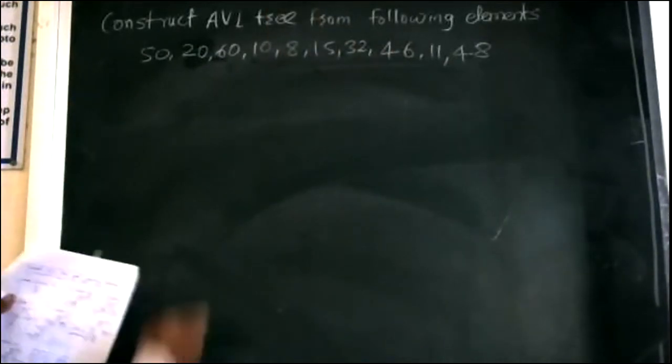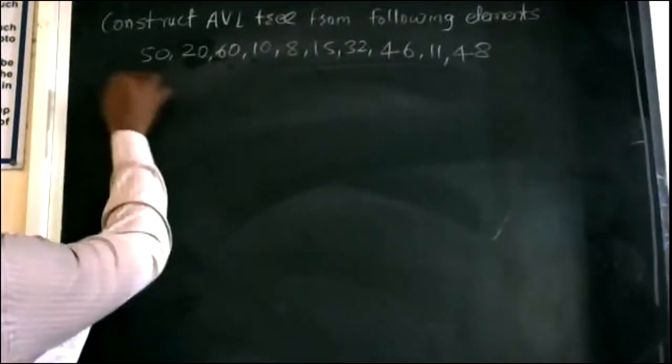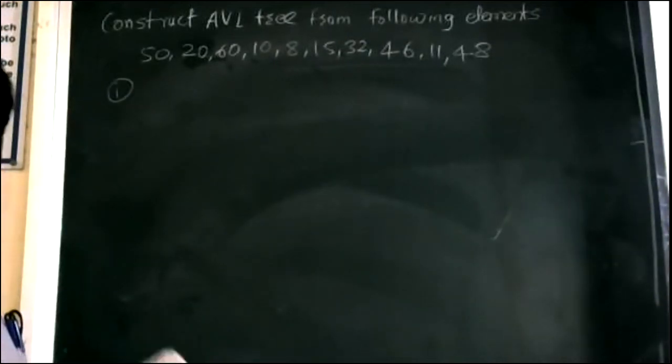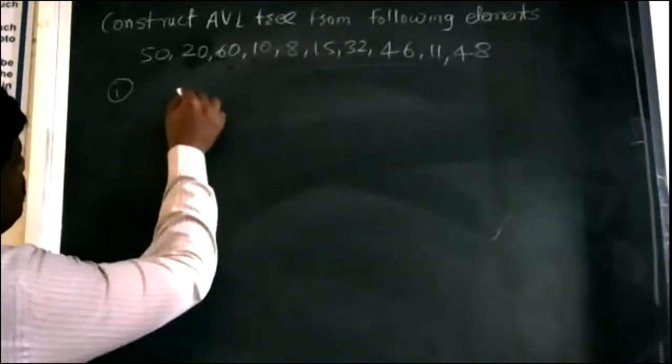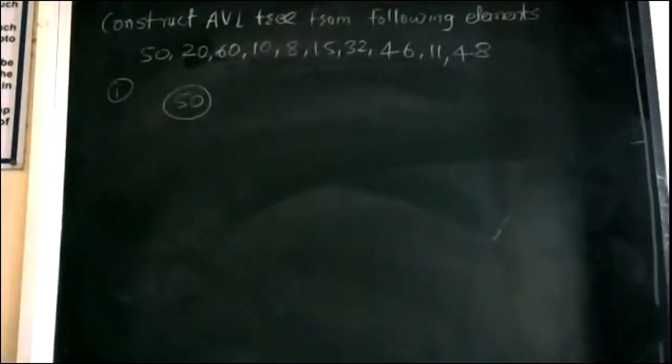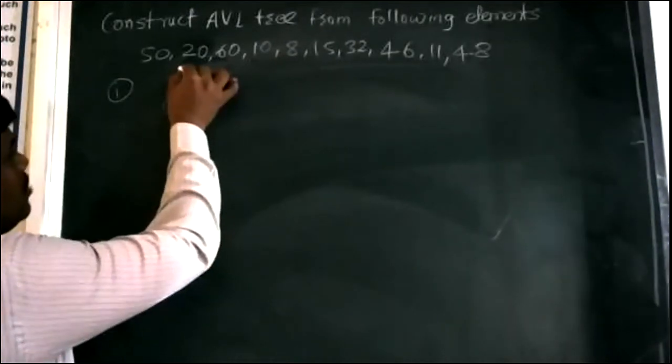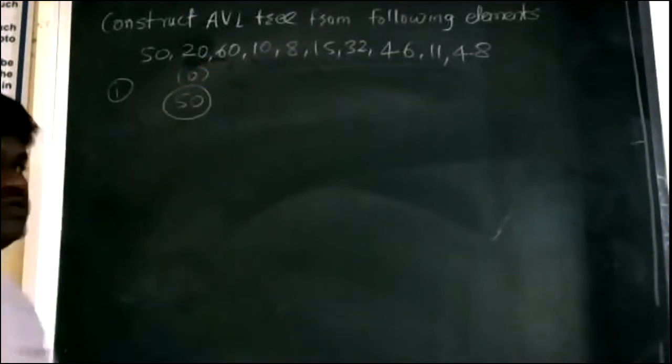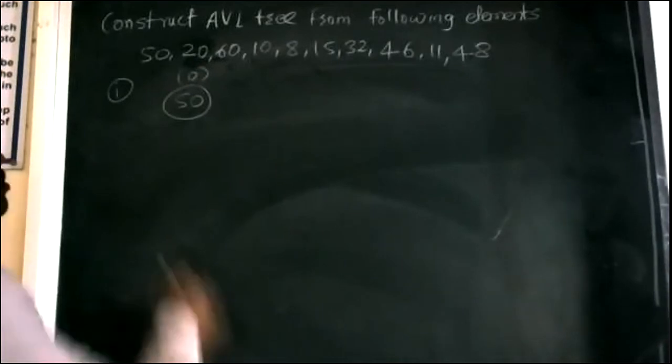Now, what is the first step? Insert the first element. The first element is 50, so we'll consider 50 as our root node. Root consider करना है, right? What is the balance factor of 50? 0.